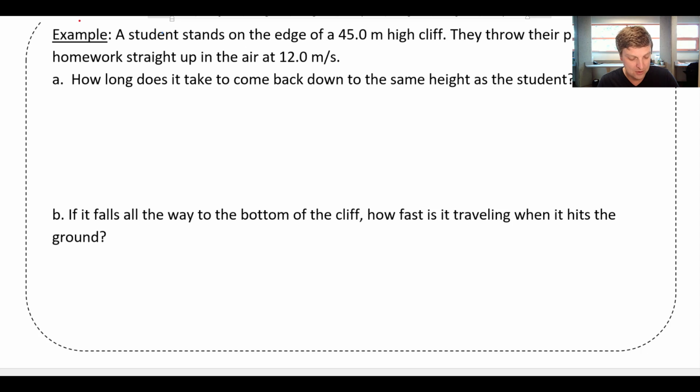So it's a bad day to be physics homework. At 12 meters per second. How long does it take to come back down to the same height as the student? Okay, first step, draw a beautiful picture.